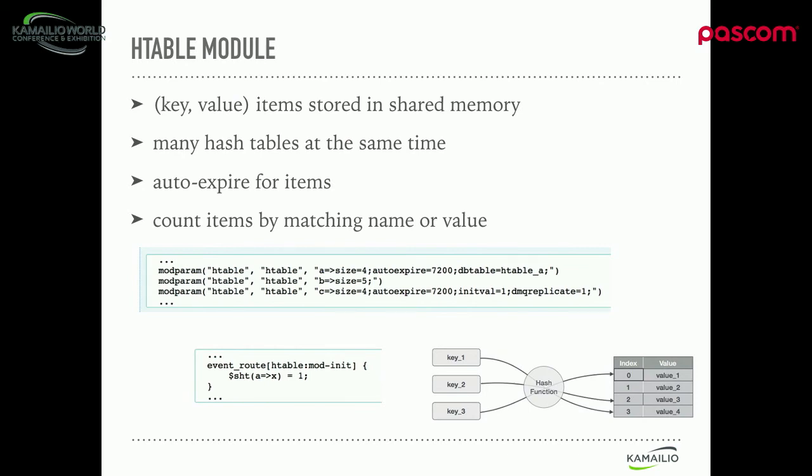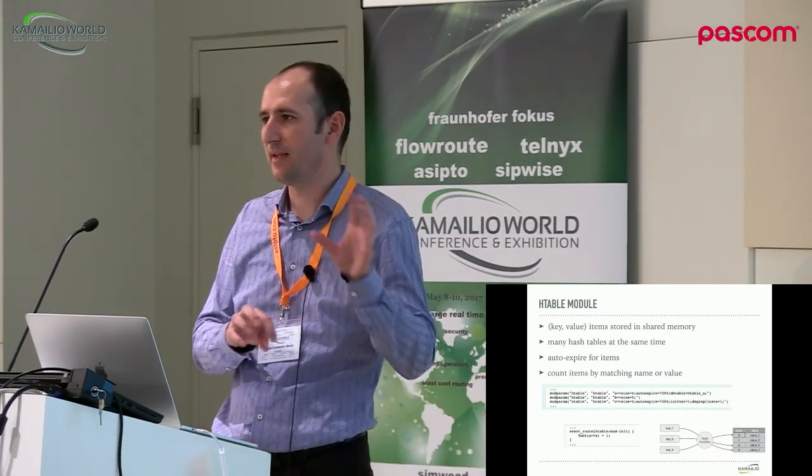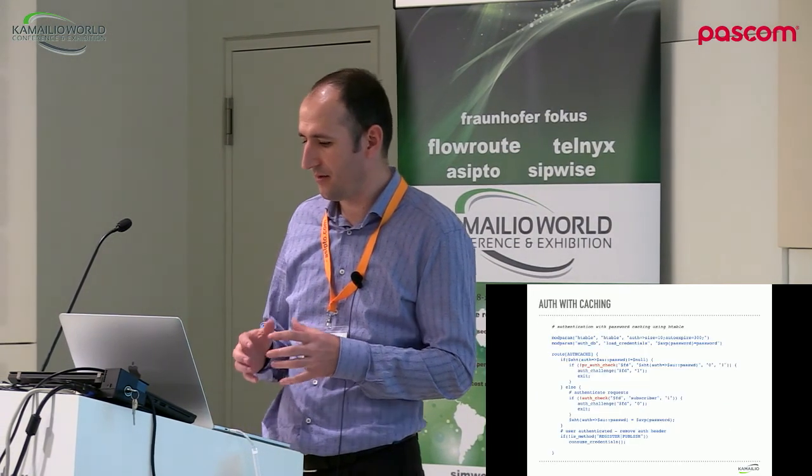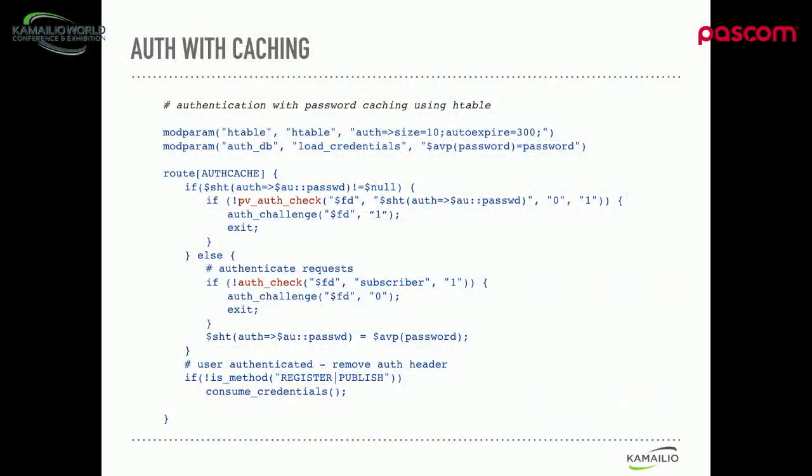The module is also offering some event routes, so you can initialize values inside the hash table when Kamailio starts, or also get an event when some key is expiring in the hash table. Again, it's very flexible. It's a common, generic purpose module. How you use it is up to you. I already mentioned that the default config file uses it to block IP addresses when detecting a flooding attack. And in the next slide, I'm trying to show you how you can add caching of passwords.